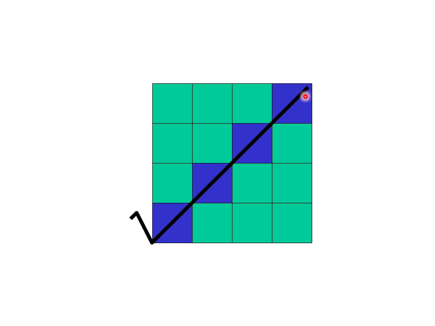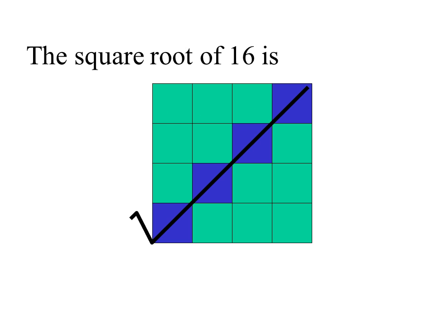The square root of 16 is the number times itself that will give you 16. In order to represent this on your graph paper, you would outline 16 blocks in the shape of a perfect square. The only way to do this is with 4 high and 4 wide. The square root of 16 is 4.